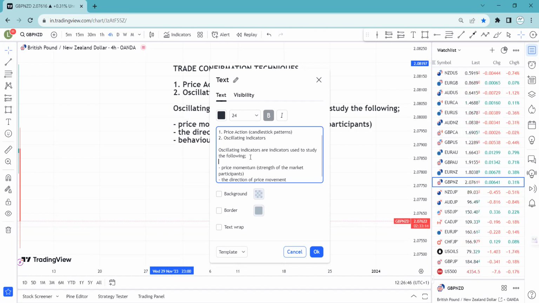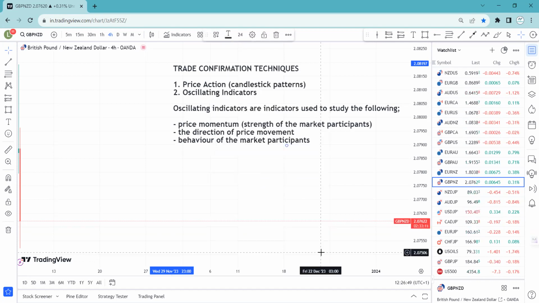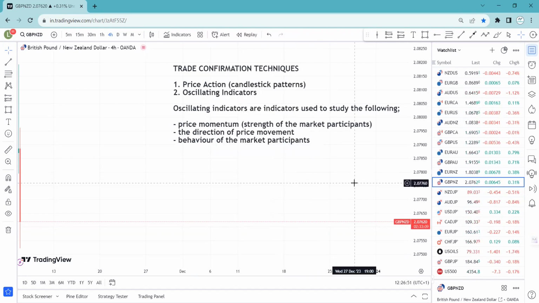So these three is what basically oscillating indicators are used for, right? Number one, to study price momentum in the market. That is the strength of the market participants. How strong are the bears? How strong are the bulls, right? Number two, the direction of price movement. And number three, the behavior of these market participants. If the buyers are to take over, what is their behavior? If they get to a certain zone, what would they most likely do? You can tell all their behavior, their characteristics, if you understand the oscillating indicators.